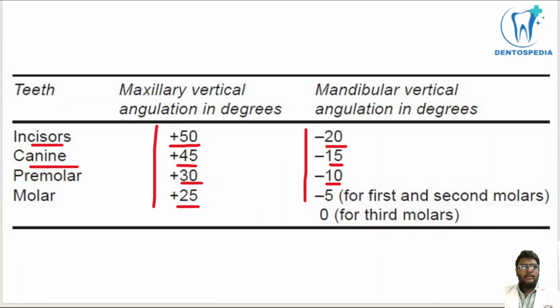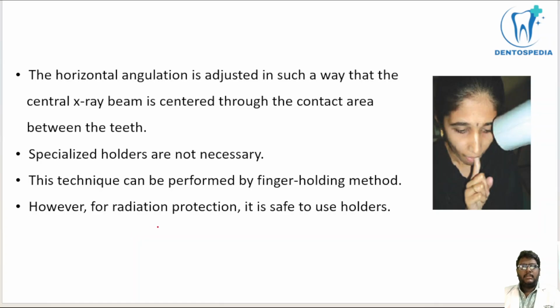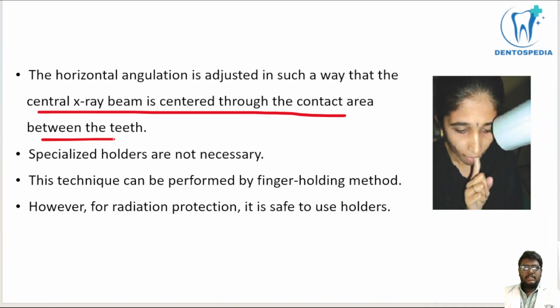And how do we deal with the horizontal angulation? The horizontal angulation should be adjusted in such a way that the central X-ray beam is centered to the point of contact between the teeth. So there is no particular protocol for the horizontal angulation. We should keep the horizontal angulation closely related to the point of interest. There is no particular protocol, so we must adjust with vertical angulation, and make the best use of the point of interest.